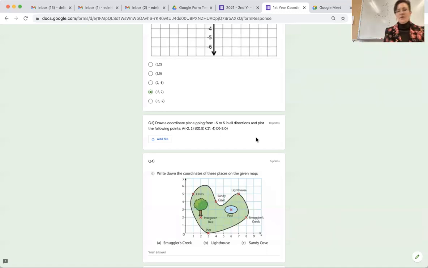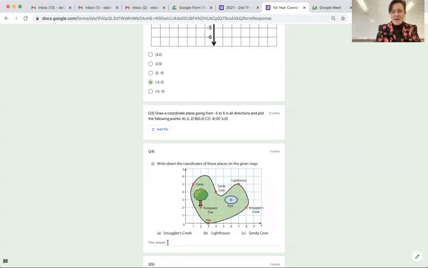Now, question 4. We're asked to write down the coordinates of these places on the given map, and you just have to type them in here. So A was Smuggler's Creek, and hopefully you can see here, Smuggler's Creek is over at 8 and up to 2. So Smuggler's Creek was at 8, 2. B, the lighthouse. So the lighthouse is over to 7 and up to 5. So the lighthouse's coordinates are 7, 5.